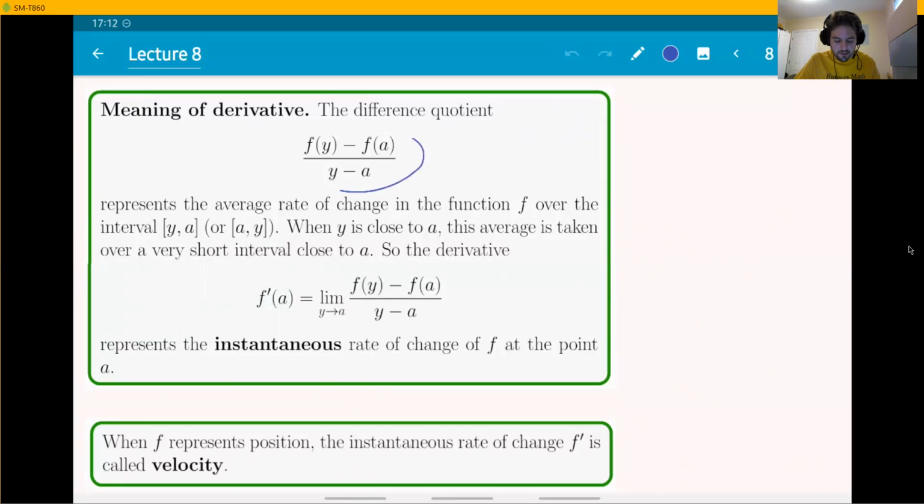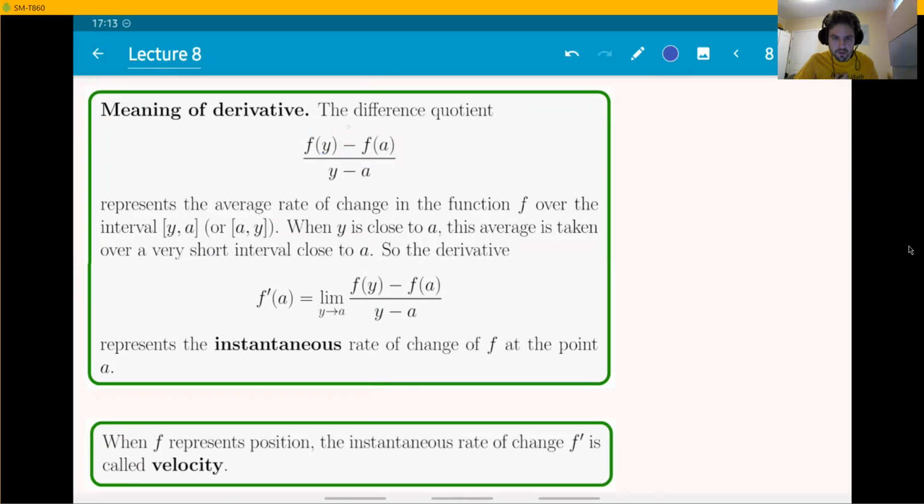This particular expression, the difference quotient of a function, represents the average rate of change of the function in the interval between y and a. In fact, you don't necessarily need to have a larger than y, so it could be also between a and y. Just think about what it means. You're looking at the difference in the f values of those numbers and then divided by the difference of those numbers. If the numbers y and a represent time, for example, then you're looking at how much the function has changed over that interval of time. So it's an average rate of change.